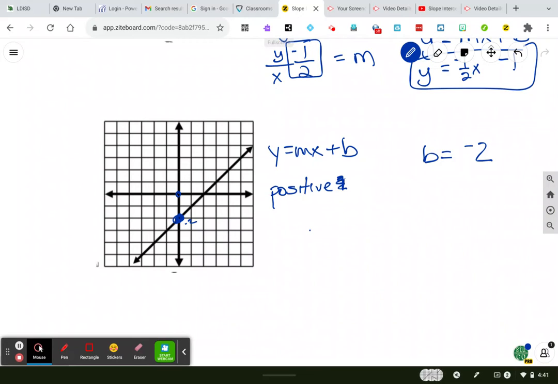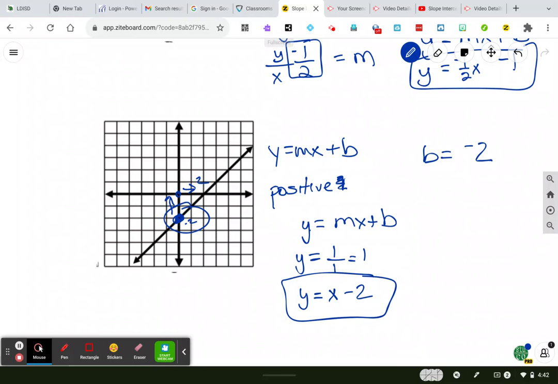So y equals mx plus b. It's going up by 1, 2, and over by 2. Which really, it's just going up 1 by 1. So this is up 1 over 1, which equals 1. So it's y equals x plus, not plus, minus 2, because that's what that number is. So it's a positive slope that starts at the y-axis at negative 2.